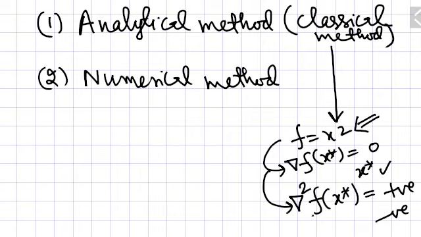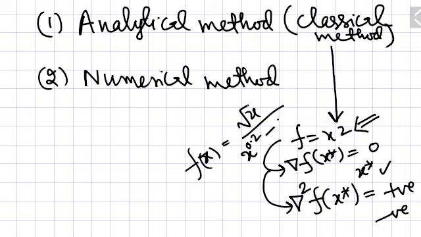But if the function is very complex, what will you do? Suppose the function is like this: square root of x to the power 0.2 minus 1 over x. If a function is like this, then it becomes very complex to find its derivative, and many times the derivative cannot be found with the help of a formula. So there you will apply the numerical method.